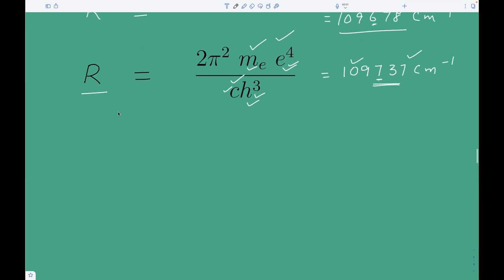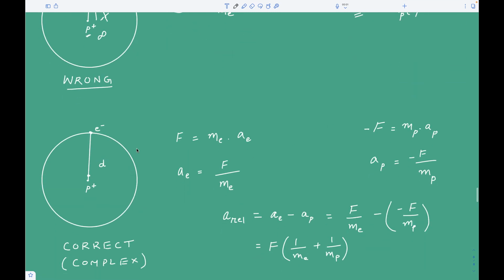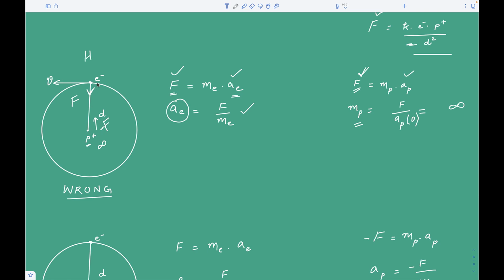That is why sometimes we put a subscript infinity to this R in this expression for Rydberg's constant to indicate that this is the expression for Rydberg's constant, assuming that the mass of the proton is infinite. And it is because of this wrong assumption that the calculated value of Rydberg's constant is slightly bigger than what it should be. Then to correct it, what should we do? Simple. We have to take into account the fact that the proton is also accelerating because of the force exerted by the electron on it.